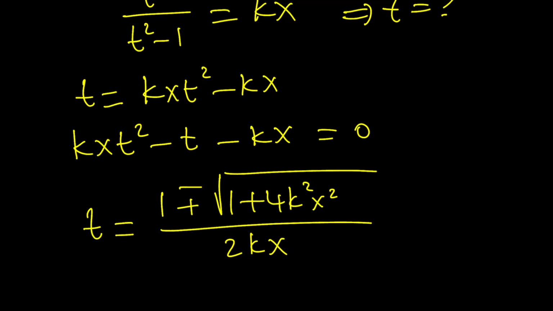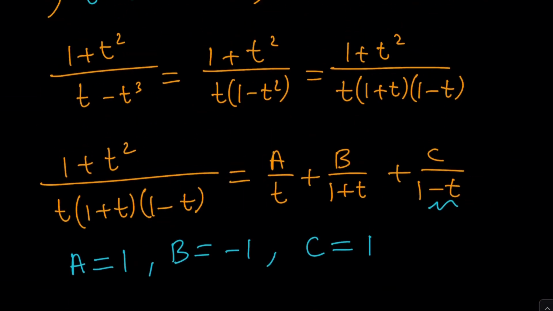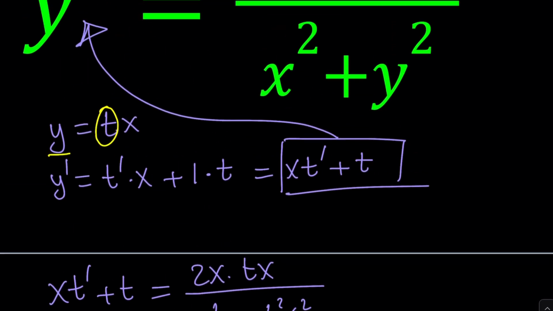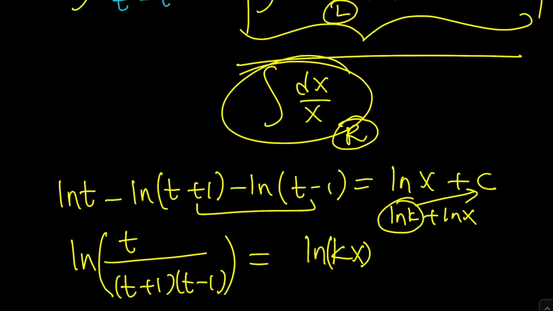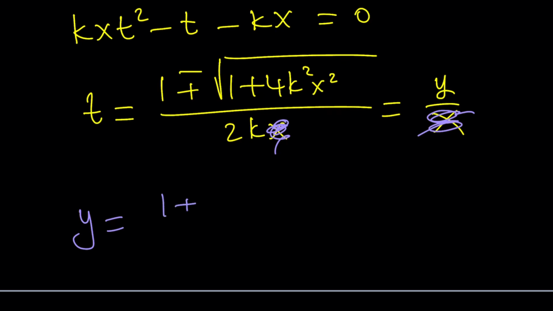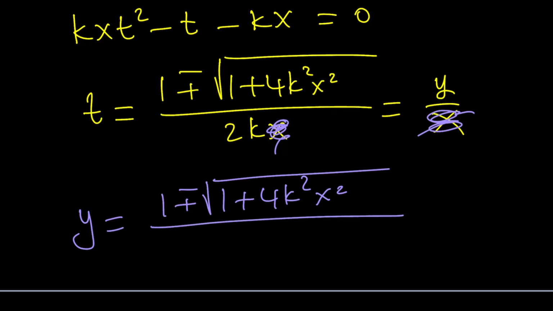Make sense? But what is t, right? You got to back substitute. What is t? t is y over x. Of course, they shouldn't be 0, some requirements. And just replace t with y over x. We have x's on both sides, so we can just annihilate them. And y becomes 1 plus minus the square root of 1 plus 4k squared x squared, divided by 2k. If you want to write 2k as another constant, doesn't matter, no big deal.